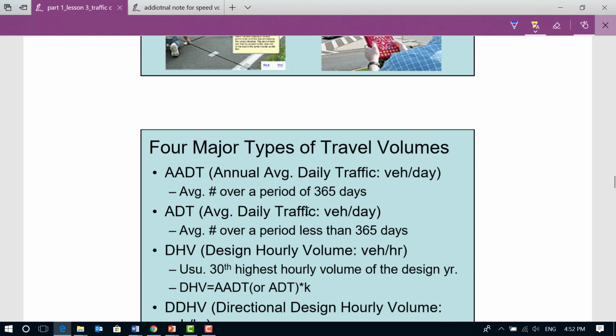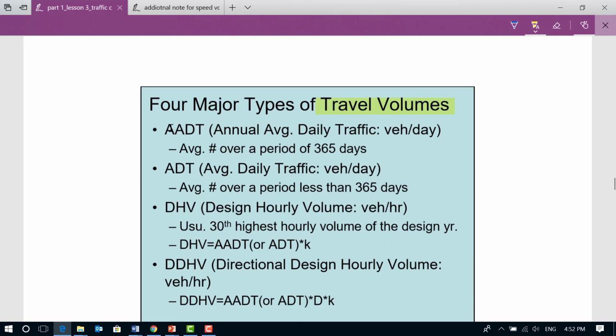Similar to speed, for traffic volume we also have 4 major types. The first one is called AADT, annual average daily traffic. Annual average daily traffic means the time period will be over 1 year.